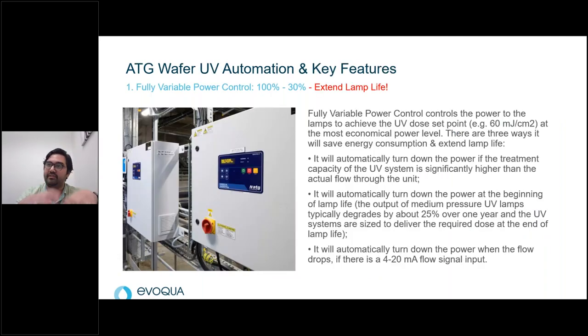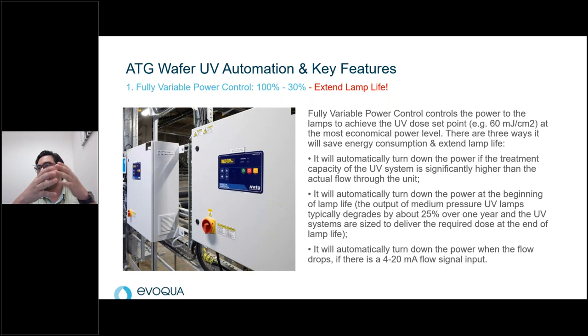These are what I meant previously about the automation system, which is the fully variable power control, 100 to 30%. This basically shows that when you just install a new lamp, the lamp will go at 100%, where there is no need to boost the lamp to cater for enough dosage. Therefore, the system will reduce the lamp intensity. This is also for when there is a reduced inflow rate from your filter.